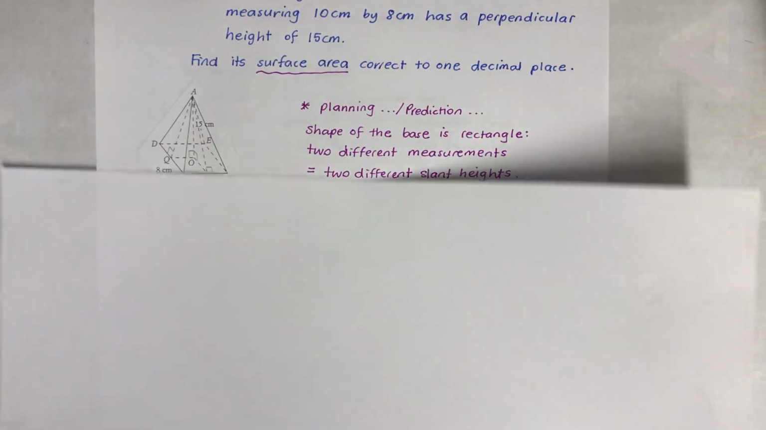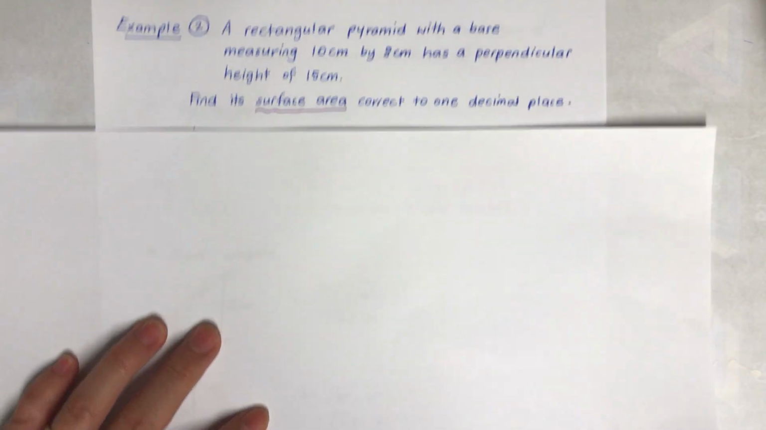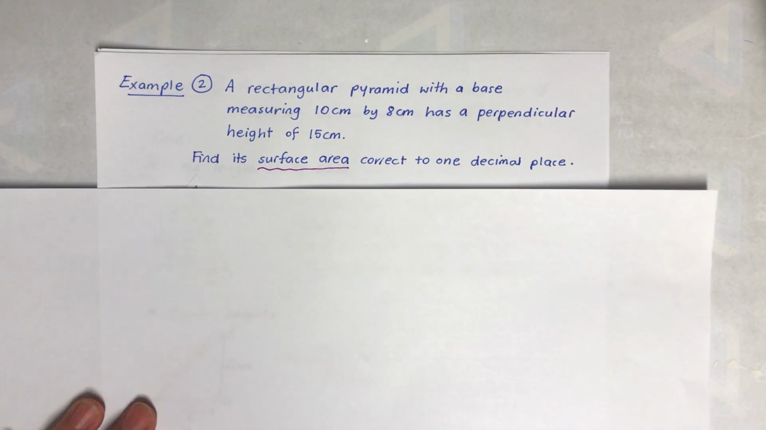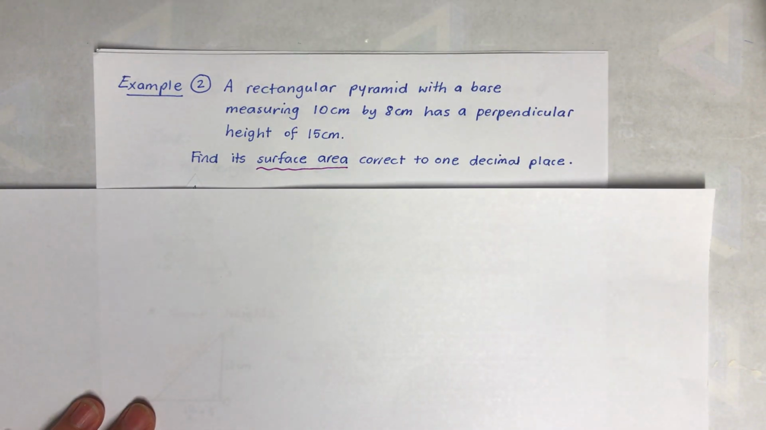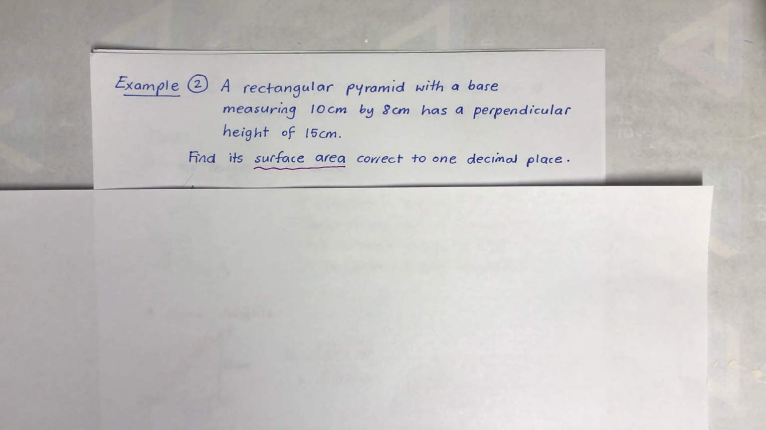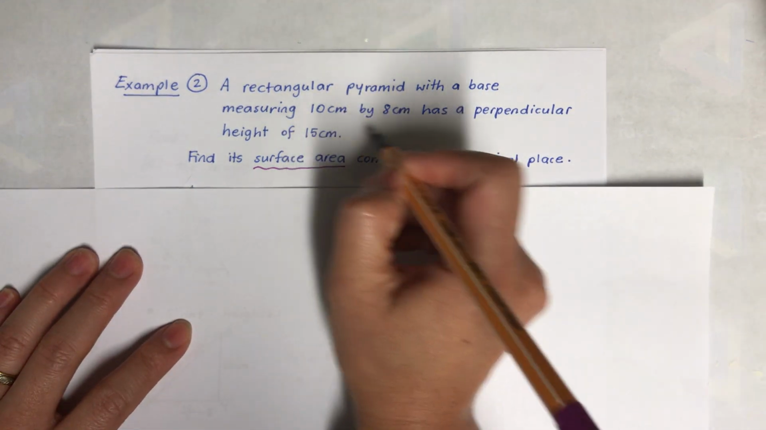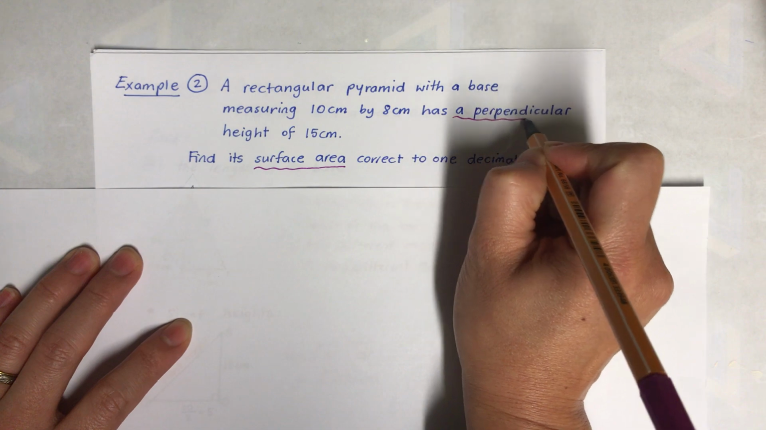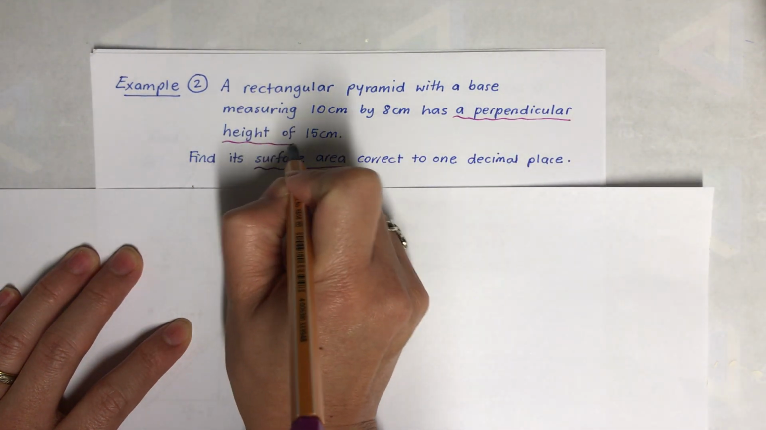Okay, next one. Down a bit. Example 2. A rectangular pyramid with a base measuring 10 centimeters by 8 centimeters has a perpendicular height of 15 centimeters. Now, I would like to just underline all the important information.